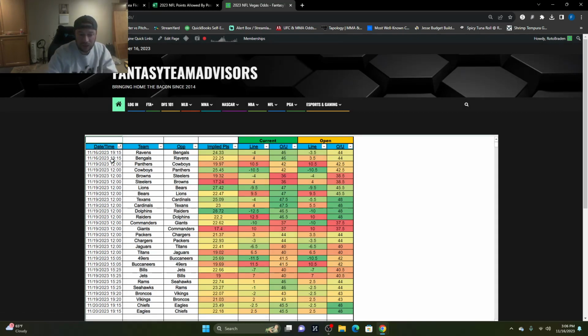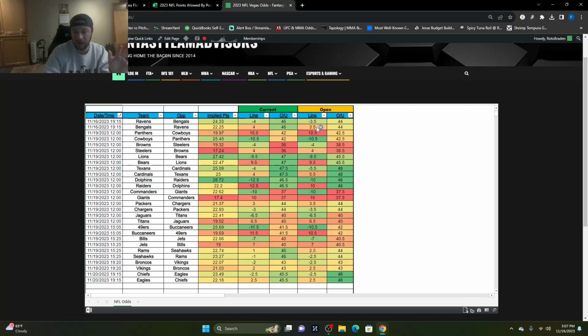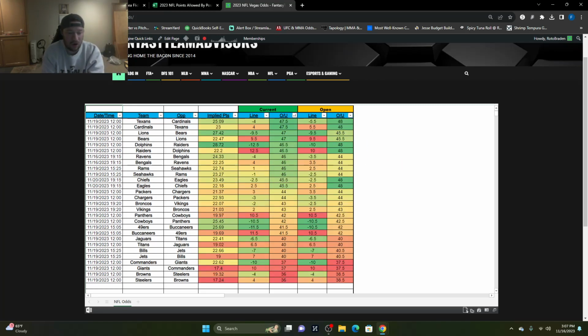As you can just look, you can sort it however you want. If you wanted to sort it currently by the highest over-unders, we can see Texans at Cardinals has the highest over-under right now. Lions versus the Bears, Dolphins, Raiders, Ravens, Bengals for Thursday night, Rams, Seahawks. You can see where it's at.